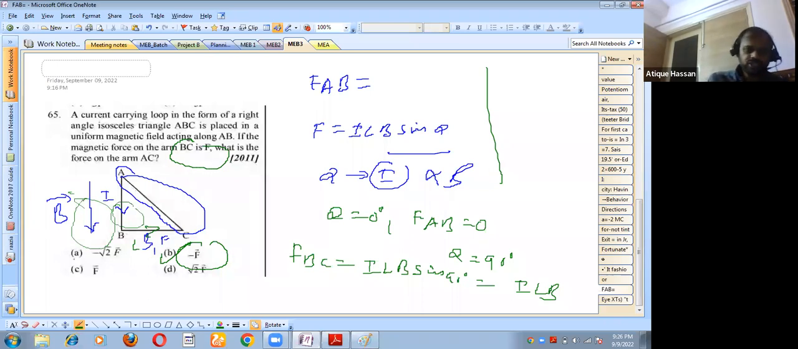If you see here, option A and C are ruled out. It cannot be the answer. Now the game is between B and C. So it cannot be F in the same direction, so C is also ruled out. So obviously it will be minus F. Understood my point? Anyone having any doubt, please ask.